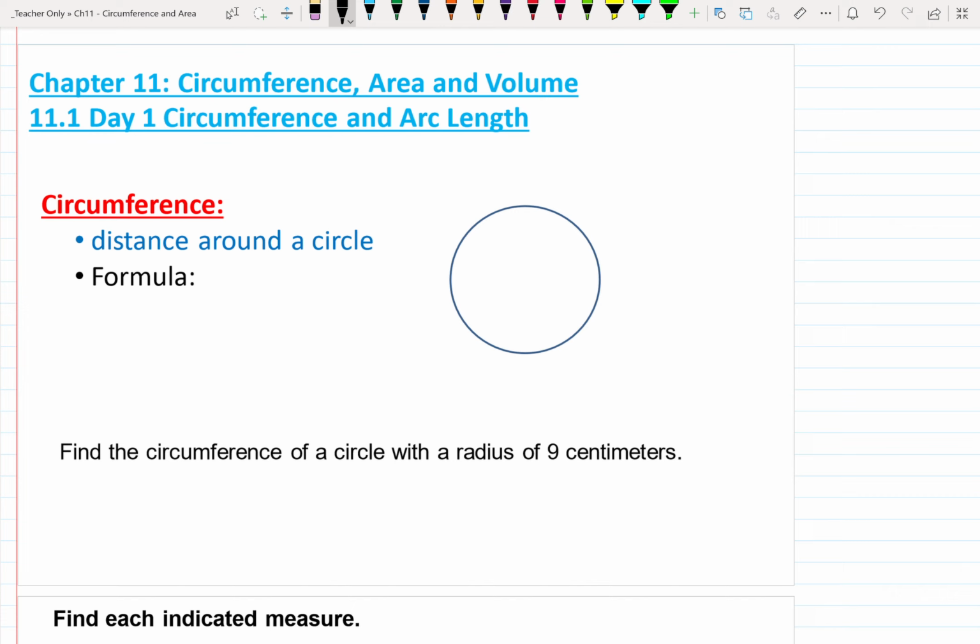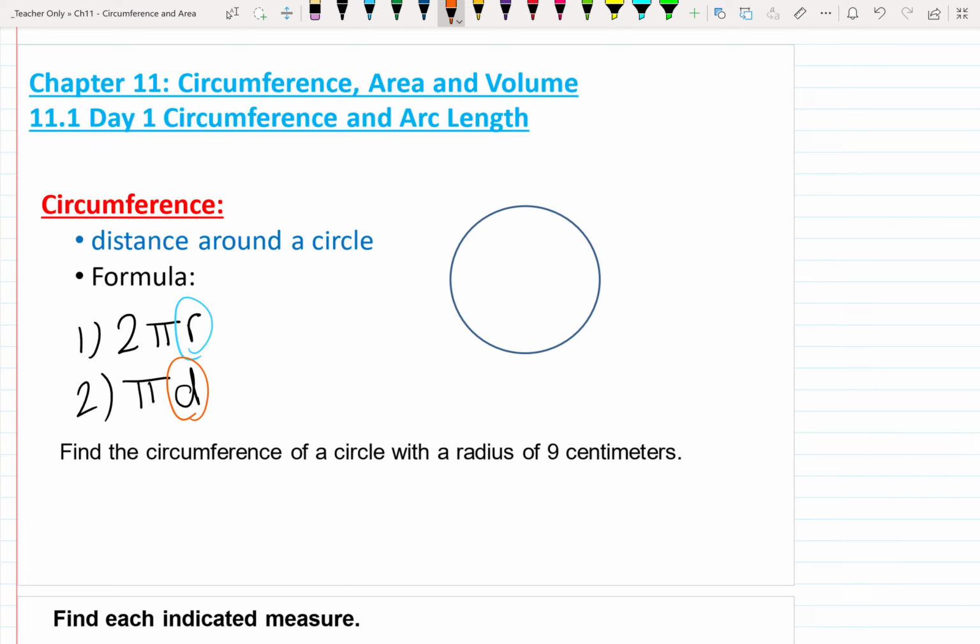We have two formulas to find the circumference, and it's based off of what is given to us. Our first formula is 2 times pi times r, r being the radius. The other option is I could be given the diameter instead of the radius. So my circumference formula then would just be pi times the diameter. Whenever we're given a question involving circumference, it's important for us to figure out, are we using our radius or are we using the diameter?